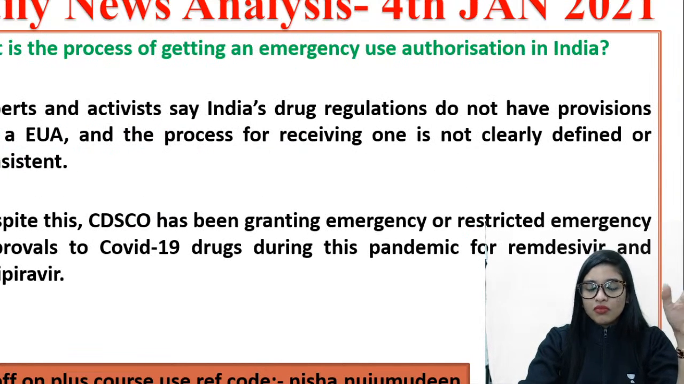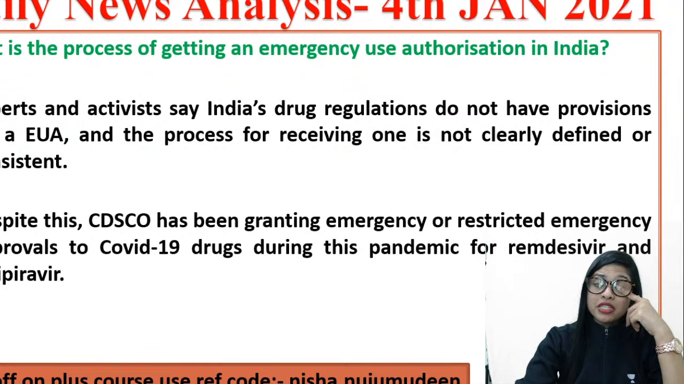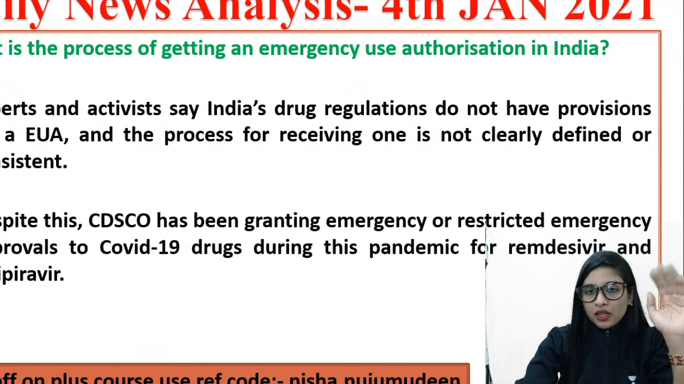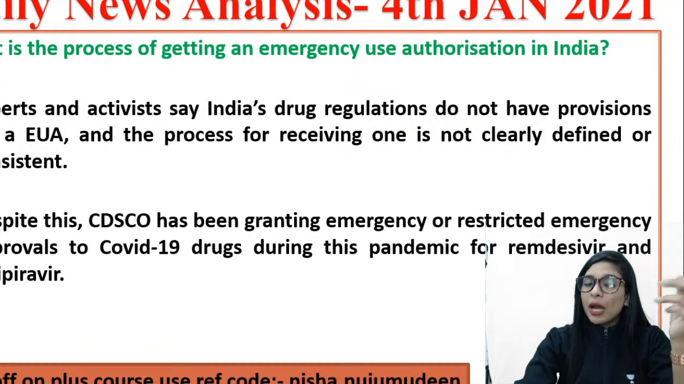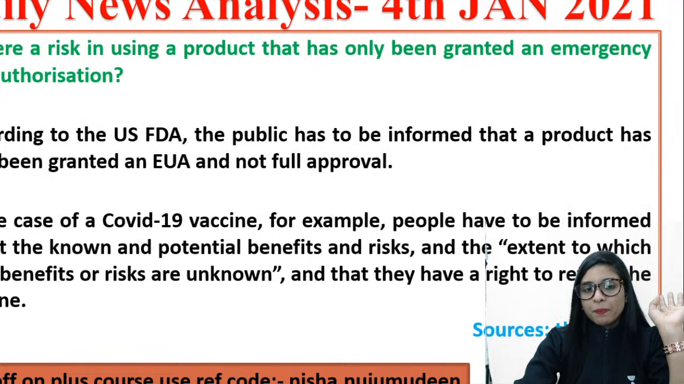Clear? And the next thing is, what is the process of getting an emergency use authorization in India? The experts and activists see that India's drug regulations do not have any provisions for emergency use authorization. So the process of receiving one is not clearly defined. Still, in spite of no such provision, the CDSCO has been granting emergency or restricted emergency approvals to COVID-19 drugs during this pandemic.